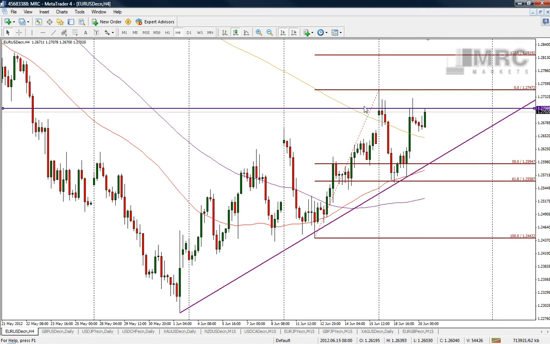But a very, very technical chart indeed, euro dollar. Definitely one of the best ones out of all the forex pairs at the minute, in my opinion. So yeah, okay, let's have a look at cable.